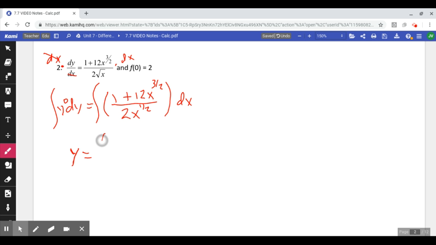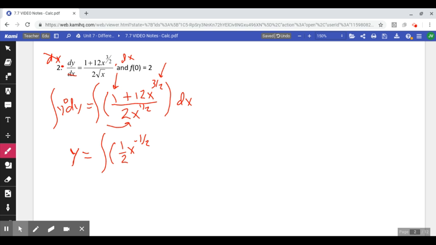On the right-hand side, things are a little bit trickier, so we're going to have to do a little bit of division with each part of the numerator. So we're going to look at the 1, and we're going to look at the 12x to the 3 halves power. We're going to divide that by 2x to the 1 half. So here, I'm going to have 1 half times x to the negative 1 half power.